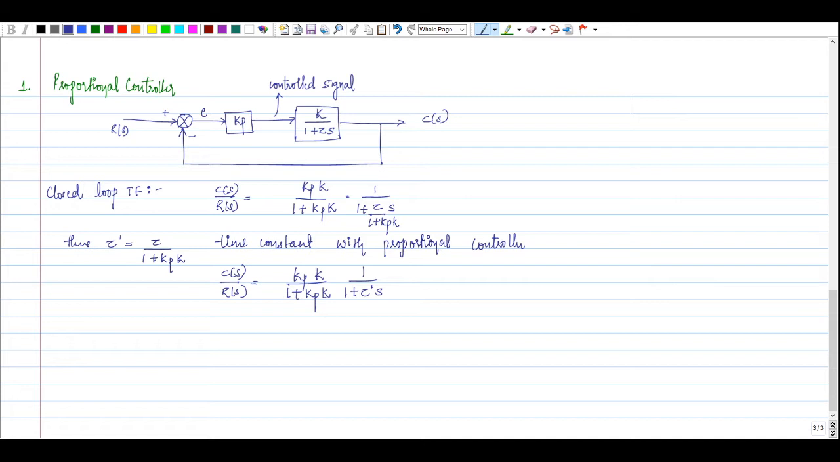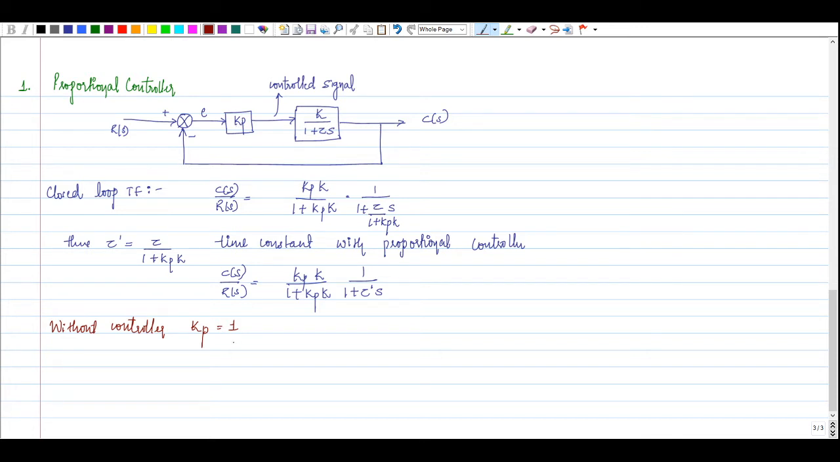Now, if there is no controller, if the Kp block is not there, just to understand the difference between the two, to compare the two, without controller, the value of Kp will be equal to 1. You cannot make it 0. If you make it 0, the error signal gets multiplied with 0 and you will not get any control signal. So when there is no controller, we simply make Kp equal to 1.